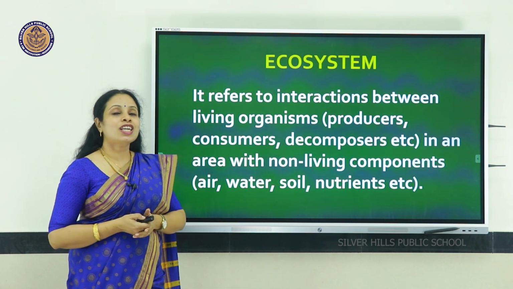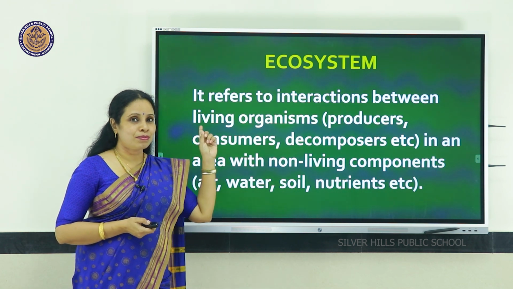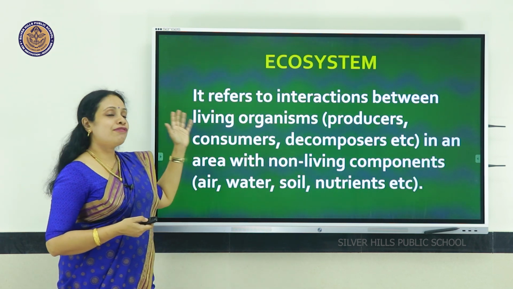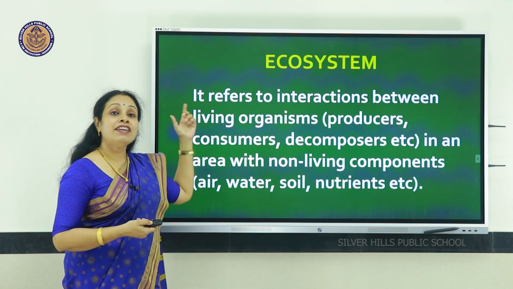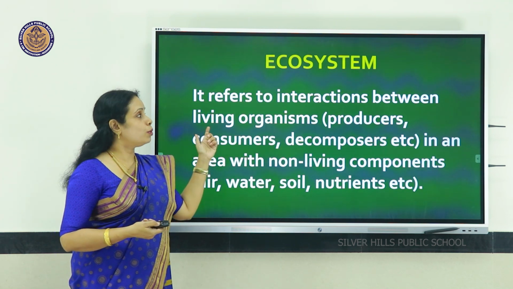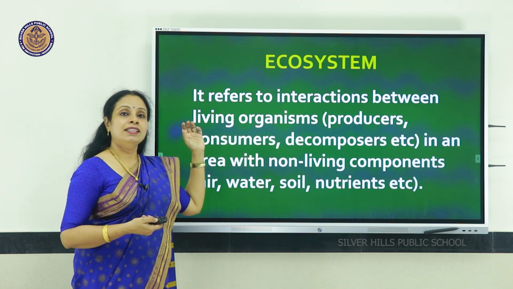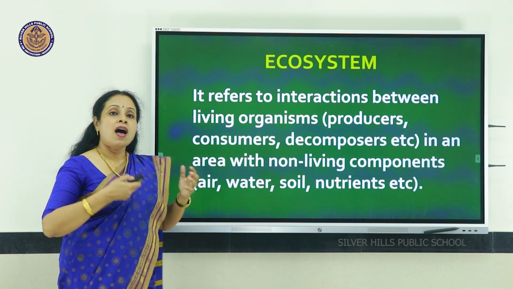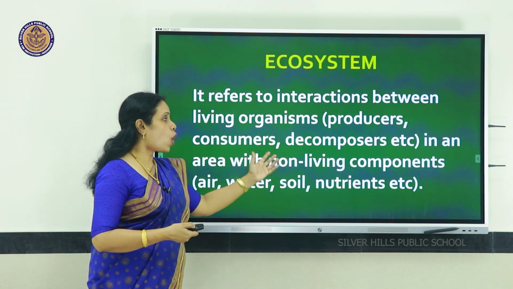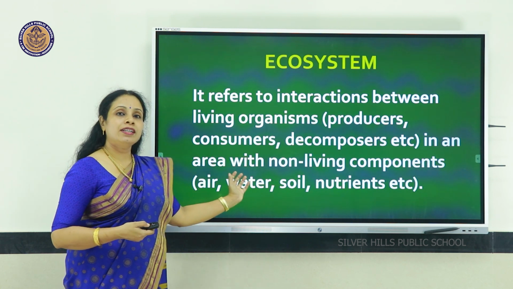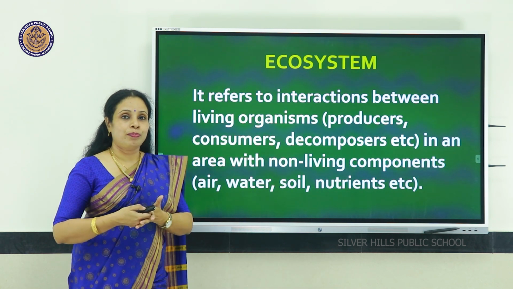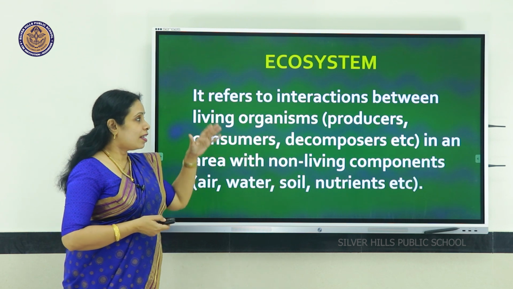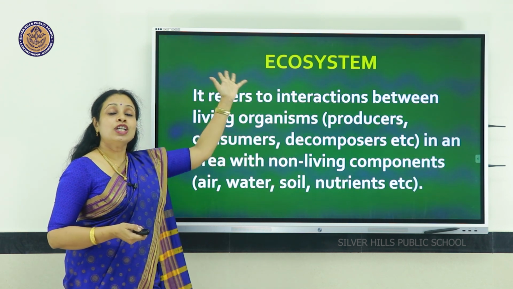We start off with the term ecosystem. You must have studied this term in your lower classes, but once again we'll brush up on that. Ecosystem refers to the interactions between living organisms. Living organisms could be producers, consumers, tiny bacteria which are called decomposers, etc. in an area. They are interacting along with the non-living components like air, water, soil, nutrients, etc. That interaction between biotic and abiotic components in the environment, that is called the ecosystem.